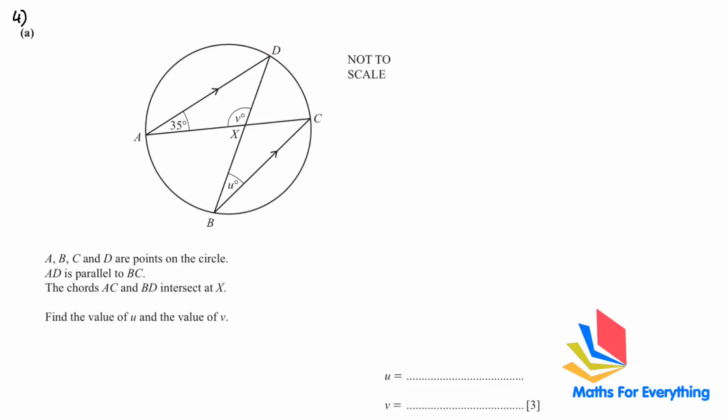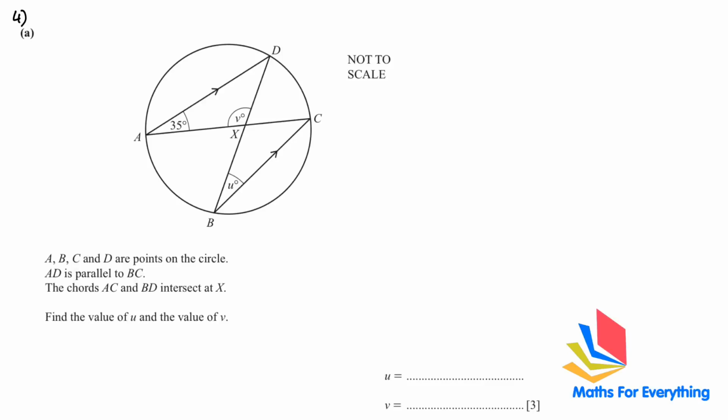A, B, C, and D are points on the circle. AD is parallel to BC. The chords AC and BD intersect at X. Find the value of U and the value of V. So what is the value of U?